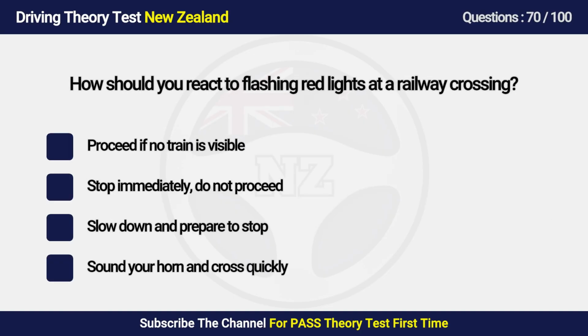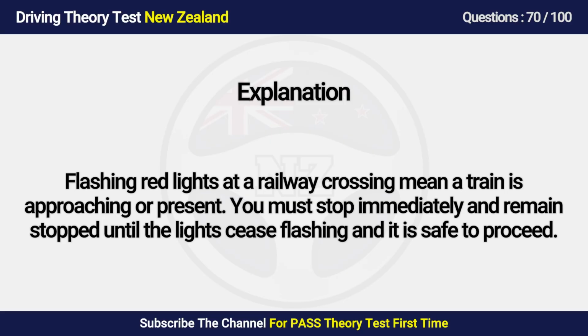Question 70. How should you react to flashing red lights at a railway crossing? A. Proceed if no train is visible. B. Stop immediately, do not proceed. C. Slow down and prepare to stop. D. Sound your horn and cross quickly. Answer is B. Stop immediately, do not proceed. Flashing red lights at a railway crossing mean a train is approaching or present. You must stop immediately and remain stopped until the lights cease flashing and it is safe to proceed.